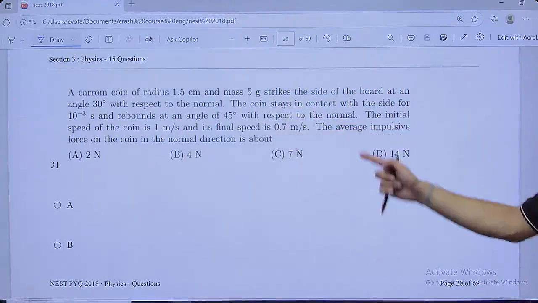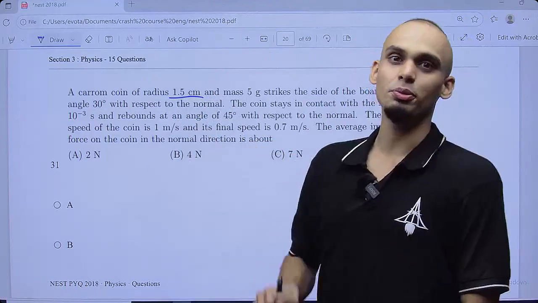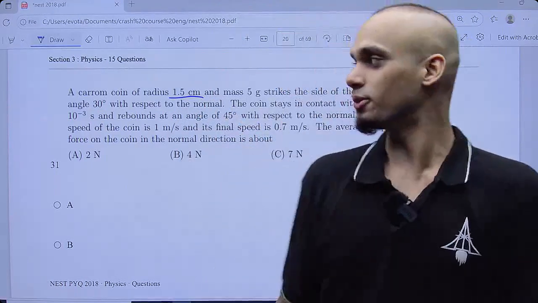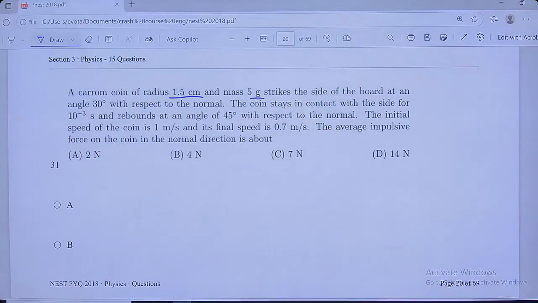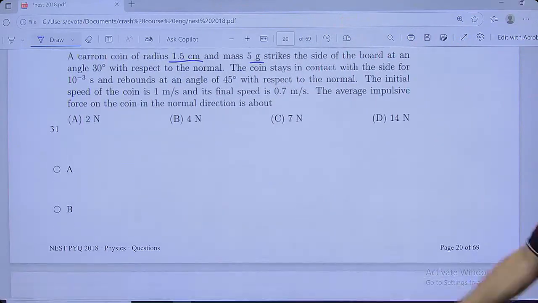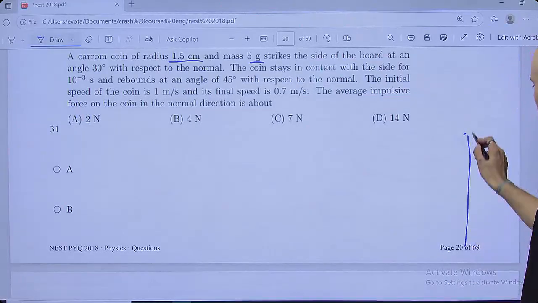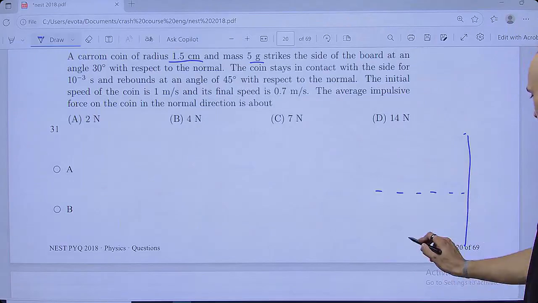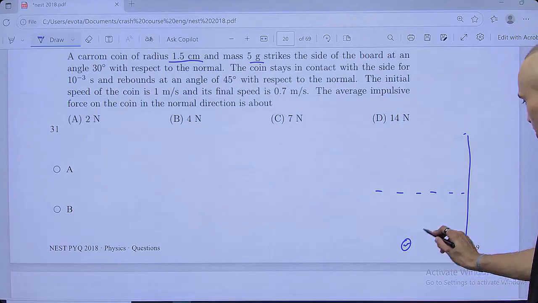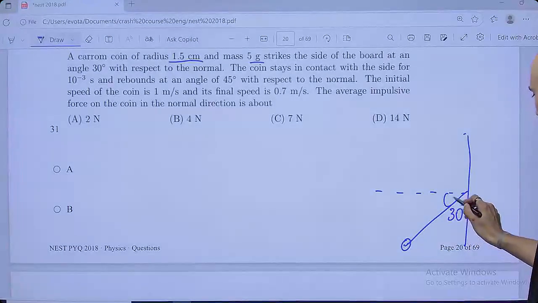Let's have the first one. We've been given a carom coin of radius 1.5 centimeter. So we can consider it to be a disc, a very, very thin disc whose radius is given to us. And we have its mass also. It is striking the board at 30 degrees with respect to the normal. So we can draw a diagram like this. If this is the side of the board, a normal drawn over here, the carom disc will strike at an angle of incidence of 30 degrees. Let's draw from the normal.